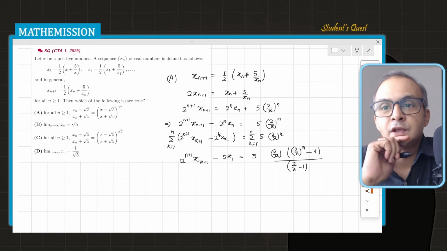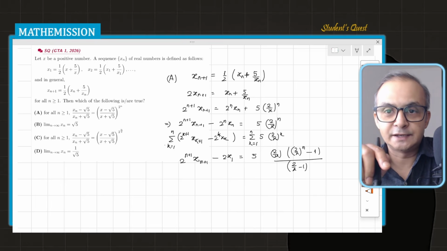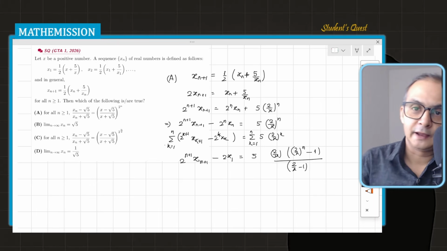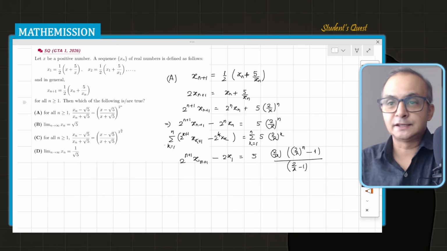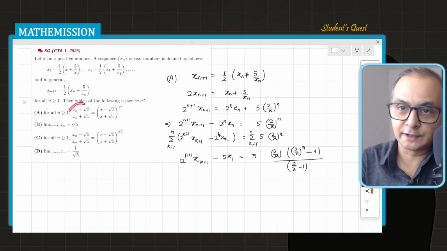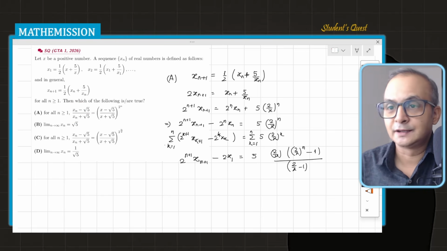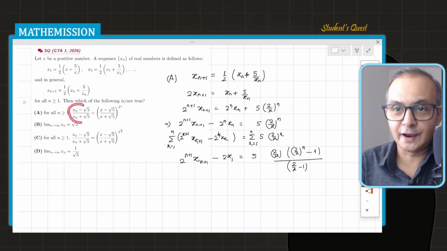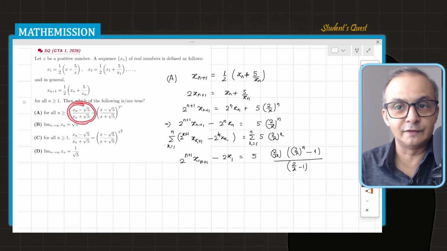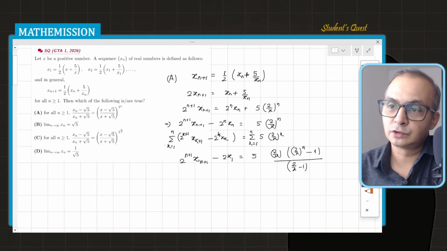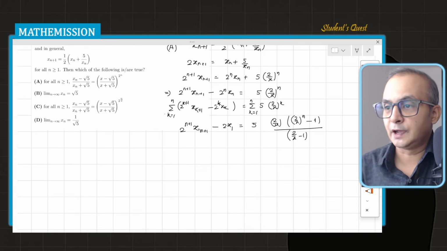But now you observe carefully that A, B, C, D, all the options I have, especially option A, is in this structure: xn minus root 5 and xn plus root 5. So instead of doing this, we could directly try to find out what xn minus root 5 by xn plus root 5 leads to. So I'm going to do that, and for that I'm avoiding this thing here.